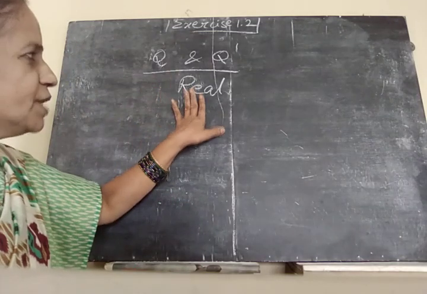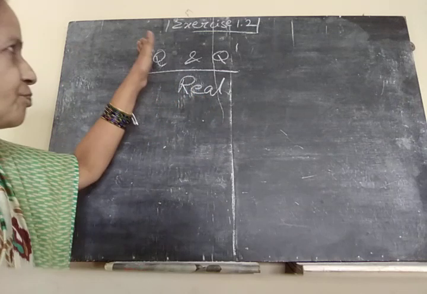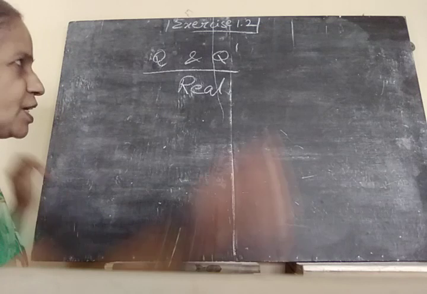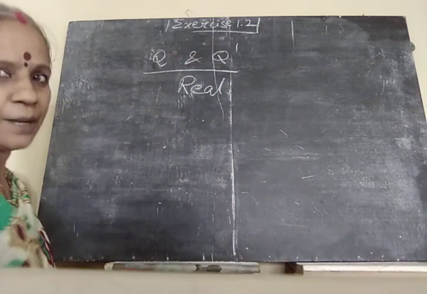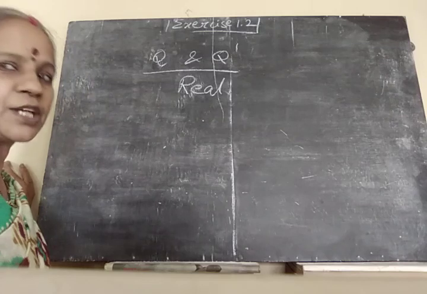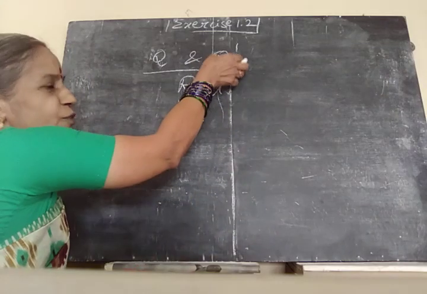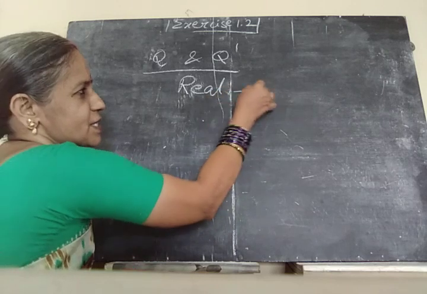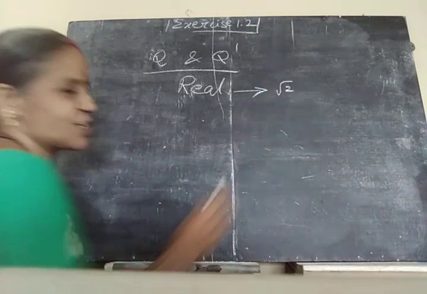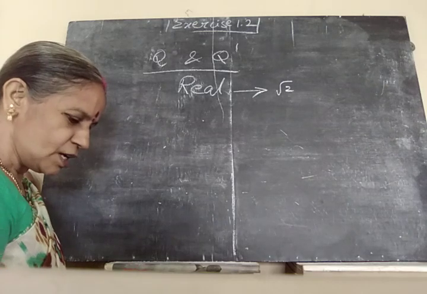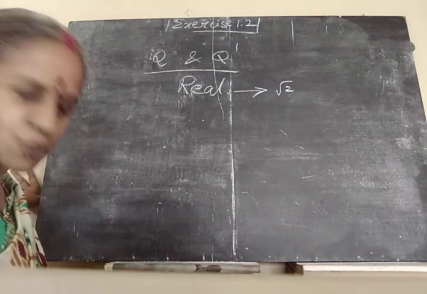Every real number means real numbers are some rational numbers and some irrational numbers. Rational and irrational together are real numbers. So here, every real number need not be a rational number. Why? Because some will be irrationals. Irrational numbers are also real numbers. See, root 2 is irrational. That is also a real number. Understood? So the third statement is true.